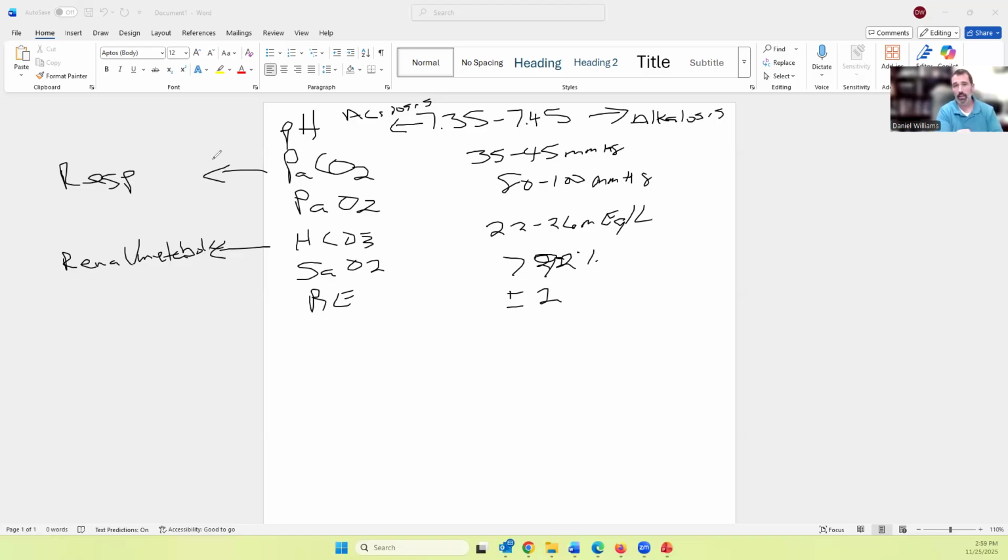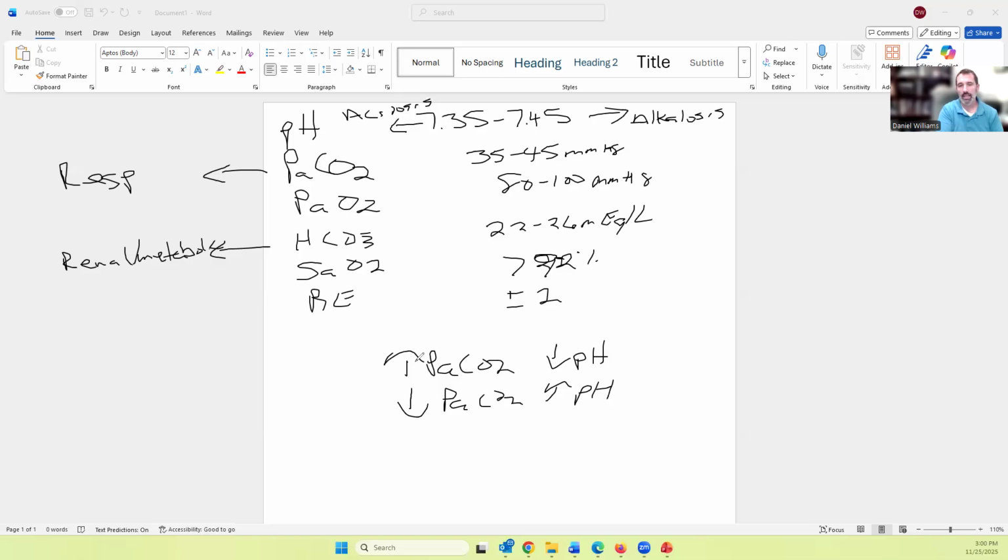So with understanding that your CO2 can go up and your CO2 can go down, it's important to understand the relationships that CO2 has with pH. If I have an increase in PaCO2, CO2 has an inverse relationship with pH. So as CO2 goes up, it will drive the pH down. And on the flip side, if PaCO2 goes down, it will take pH up.